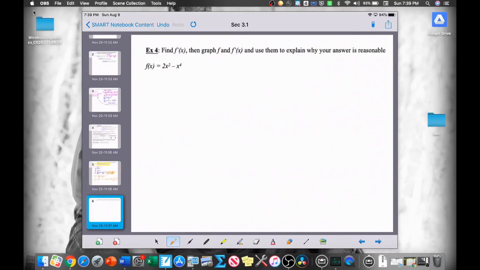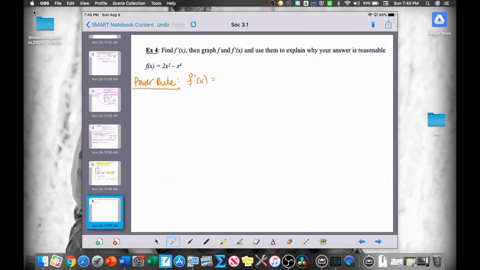Example 4 is our last example today. It says find f prime of x, so find the derivative of f of x, then graph the function and its derivative and use them to explain why your answer is reasonable. All right, so let's use our new best friend, the power rule, to find our derivative f prime of x.